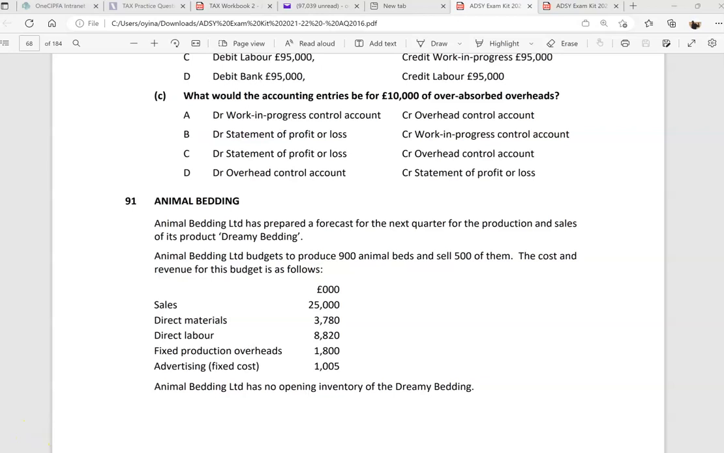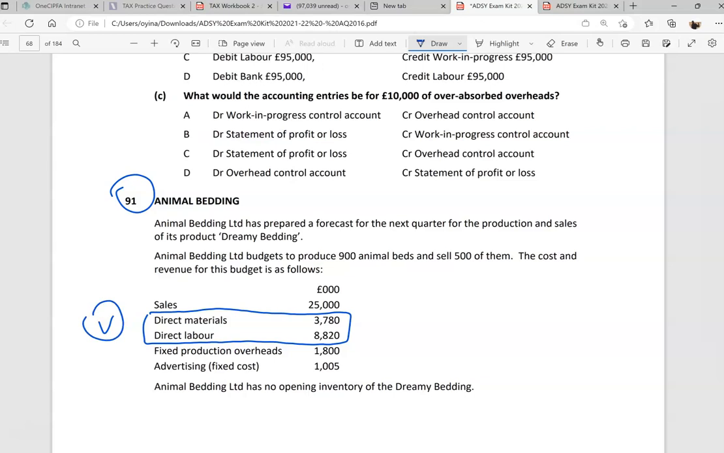Okay, question 91. Question 91. This is on animal bedding. And what we have here is that they would like us to play around with some marginal costing and some absorption costing. So with marginal costing, you're aware that we are only dealing with variable costs when we prepare accounts. It's all very internal, right? We're not interested in the fixed costs. Fixed costs are period costs.